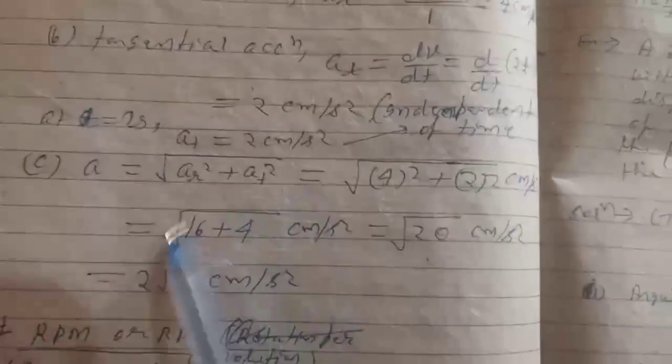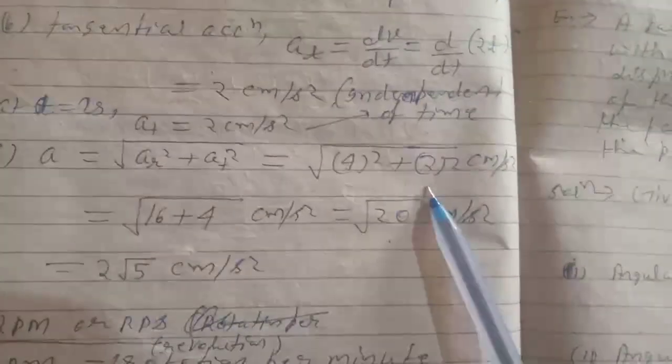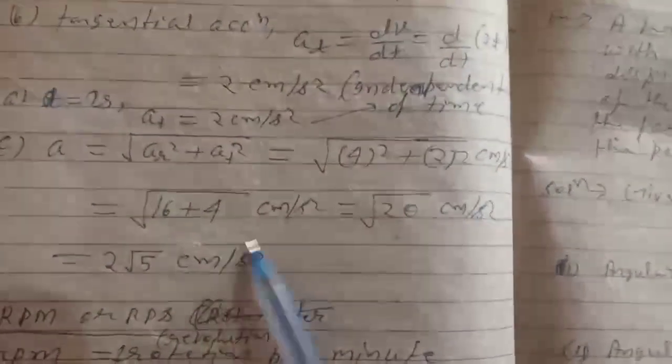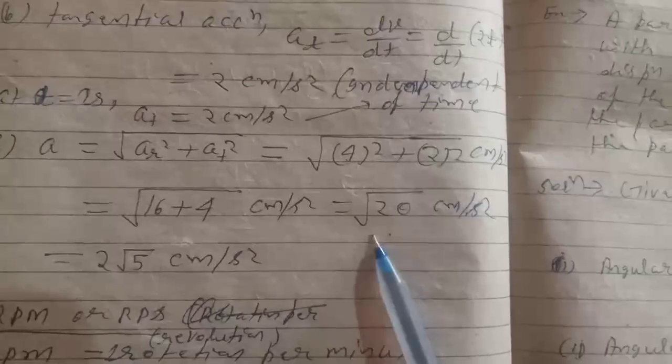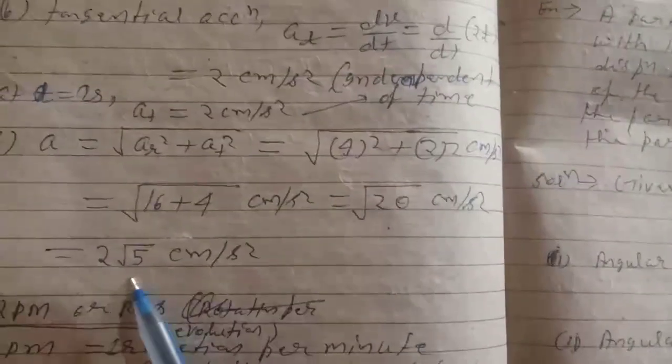C. Net acceleration a equals under root ar square plus at square, under root 4 square plus 2 square centimeter per second square, equals under root 16 plus 4 centimeter per second square, under root 20 centimeter per second square, equals 2 under root 5 centimeter per second square.